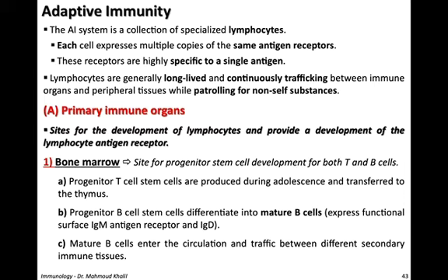The progenitor T cells are produced during adolescence and transferred to the thymus, while the B cell stem cells differentiate into mature B cells. Mature B cells are characterized by the expression of functional surface IgM and IgD antigen receptors. These mature B cells enter the circulation and traffic between different secondary immune tissues.